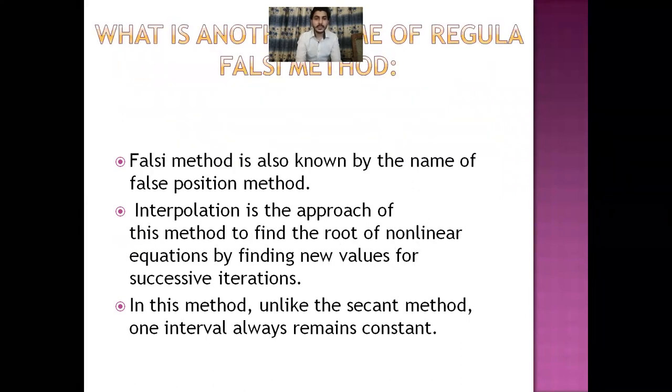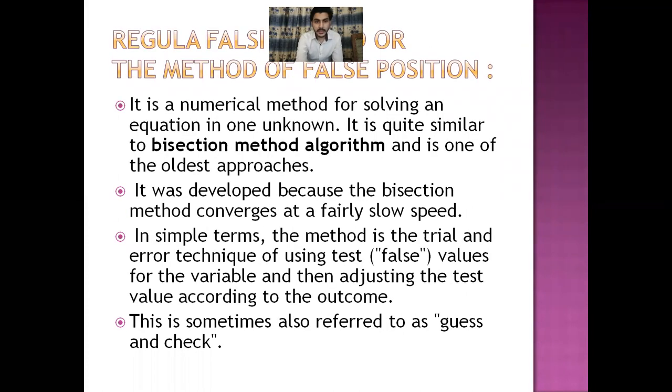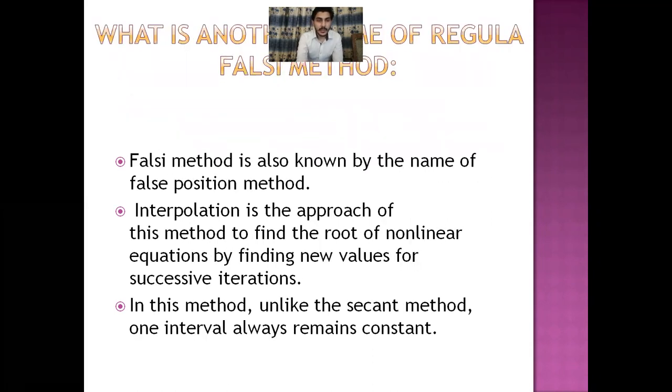What is another name of the regula falsi method? Another name of the regula falsi method is the false position method. It is called the false position method because of its behavior, as we have discussed in previous slides. It is also referred to as guess and check. So in problems we do guess and check. Because of this, its name is also the false position method.